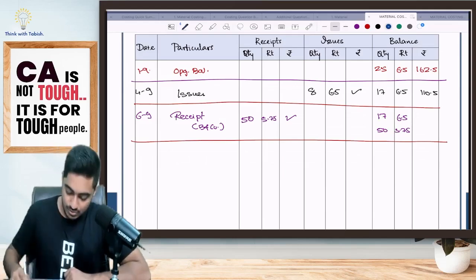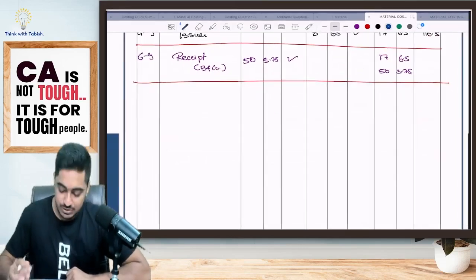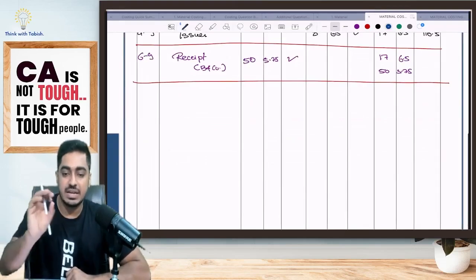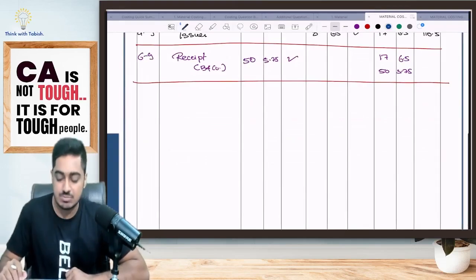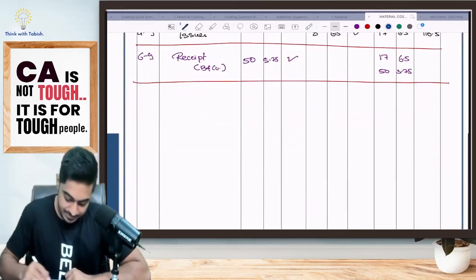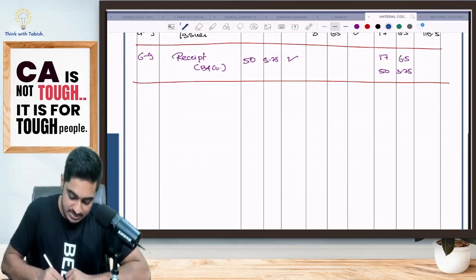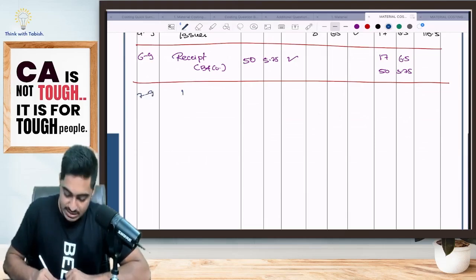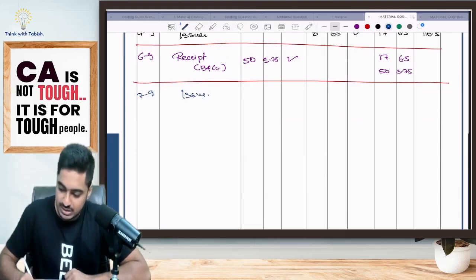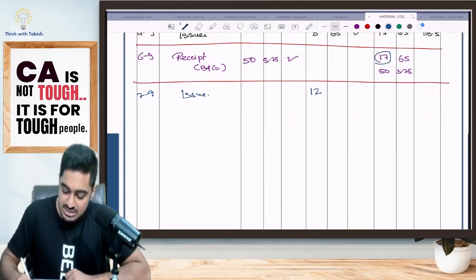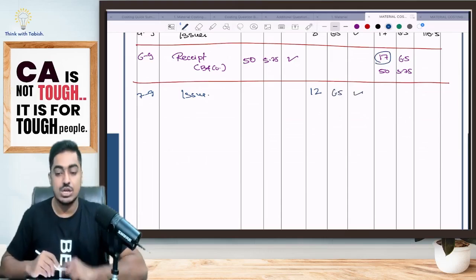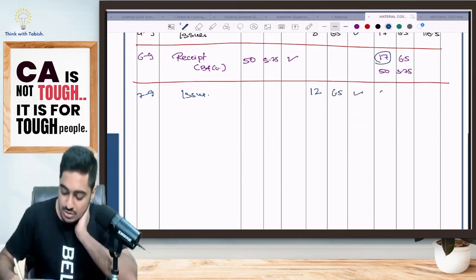Shall we continue? Don't worry, it's not a simple question. Some transactions are simple, but in between, there is a small adjustment. For that, I am solving this. Okay, everyone? Perfect. After 6th, what happened, sir? Then came 7th of September. On that, I issued goods. How much? 12 units. At what rate? I am already having 17 units at 6.5, so we'll be at 6.5 only. 17 units was there, 12 is gone. That means 5 units at the rate of 6.5.